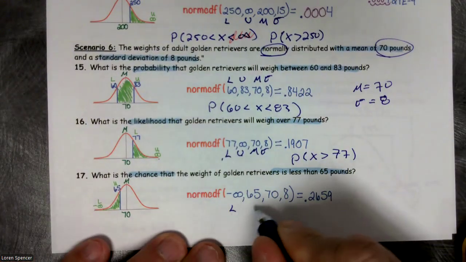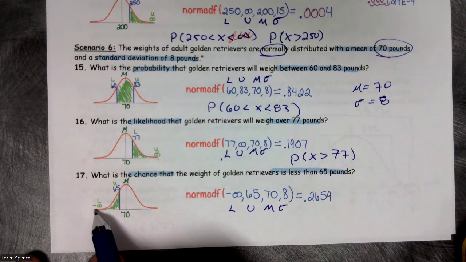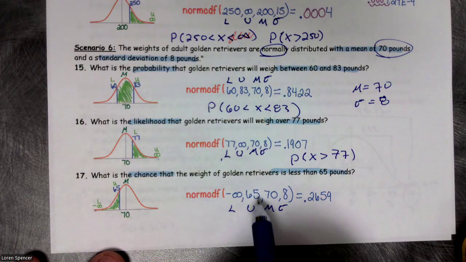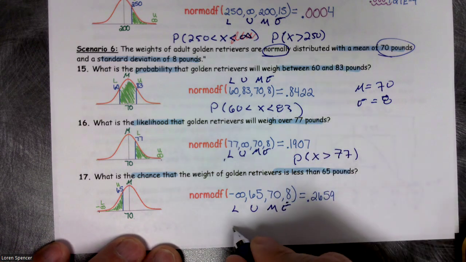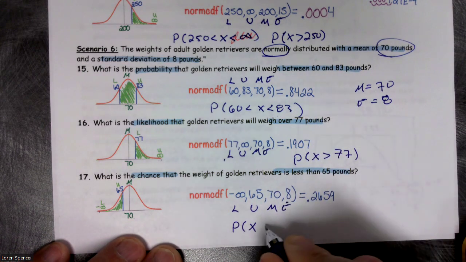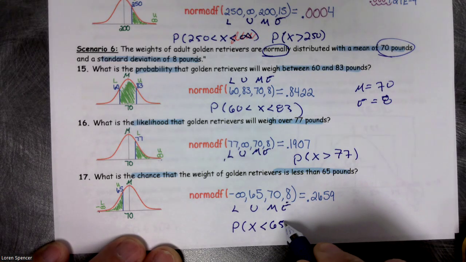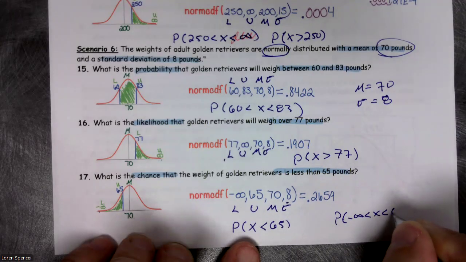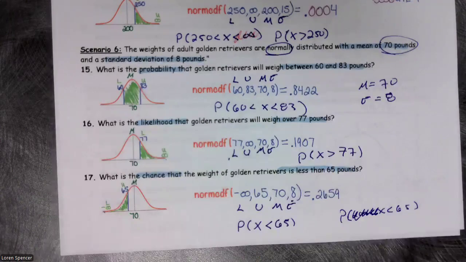So here's my lower, my upper, my mean, and my standard deviation. My lower is going to negative infinity. My upper is 65. My mean is 70. Standard deviation, we said, was 8. That was given to us. And we wanted the probability that X is less than 65. And I know technically we'd say it was the probability that negative infinity is less than X is less than 65. We don't like using infinity, so we scratch that part out and we just keep X is less than 65.